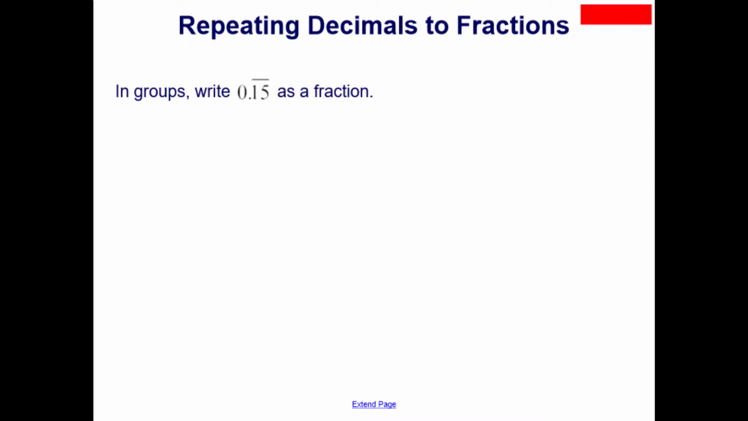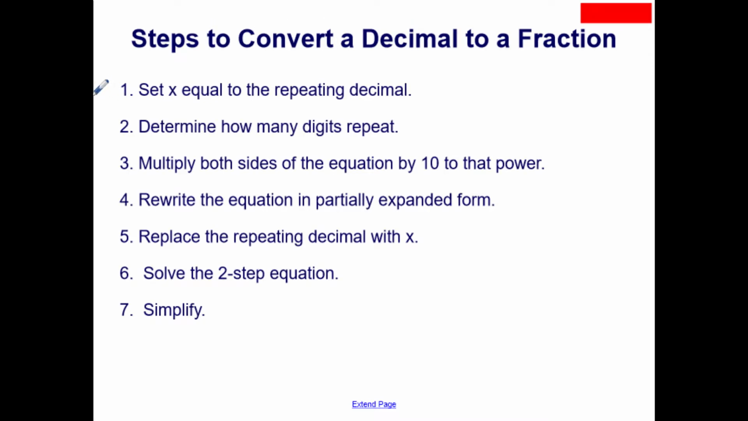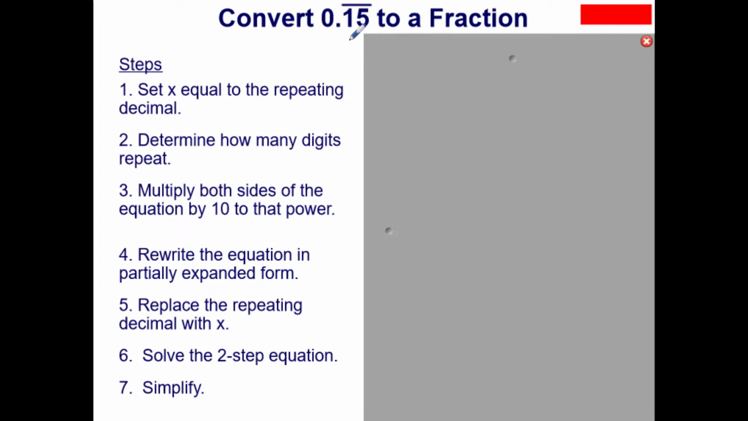always follow to convert. We're going to set x equal to the repeating decimal, determine how many digits repeat, multiply both sides of the equation by 10 to that power, rewrite the equation in partially expanded form, replace the repeating decimal with x, solve the two-step equation, and then simplify. These 7 steps will get you to convert a decimal to a fraction, especially when it's repeating. Let's take a look at 2 examples where it's already done for us, starting with that 0.15 repeating.